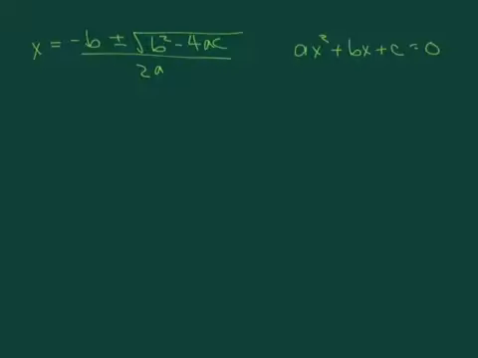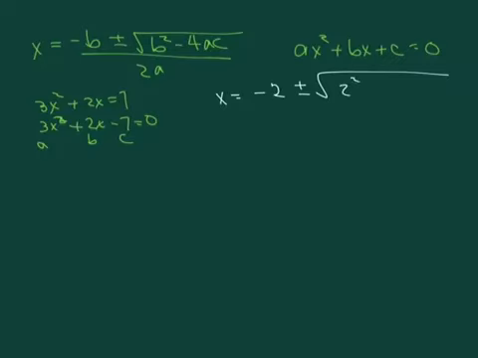Alright, so if we have an equation like 3x squared plus 2x equals 7, we're going to write it as 3x squared plus 2x minus 7 equals 0. So there's my a, there's my b, there's my c, negative 7. So looking at this formula right here, let's go ahead and write it. x equals negative b, b is 2, so negative 2, plus or minus the square root of b squared minus 4 times a times c, negative 7, all over 2 times a, 3.